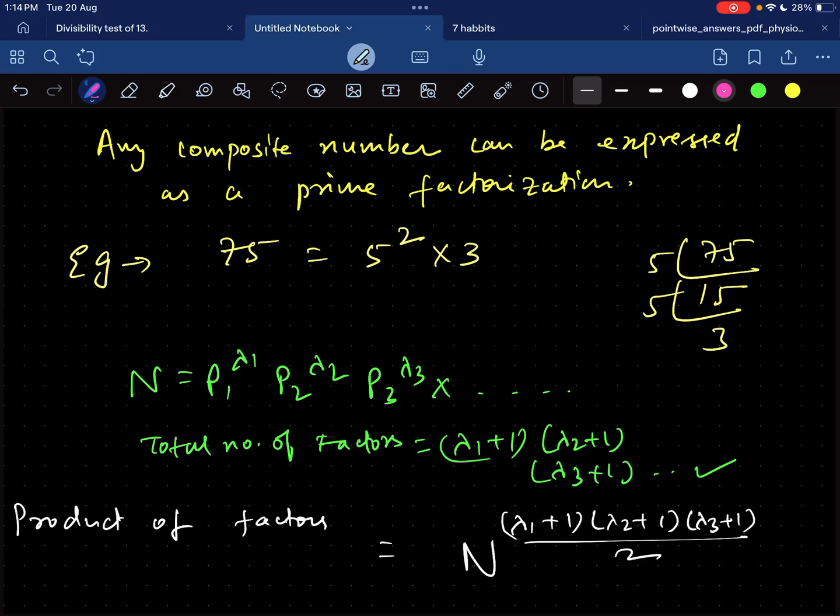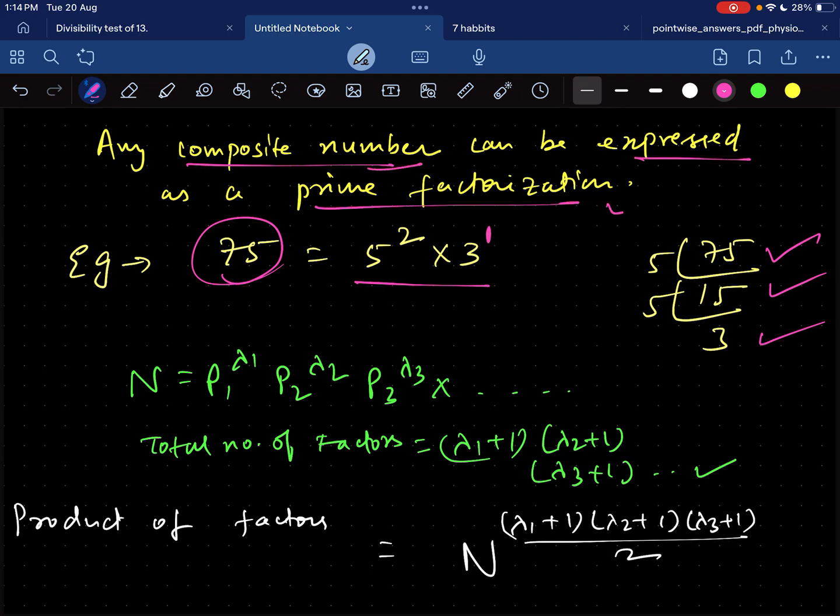So let's say, suppose a composite number is 75. We can find the prime factors of this number. If the prime factorization is written, it is 5 squared into 3 to the power 1. So any composite number can be expressed as a prime factorization.